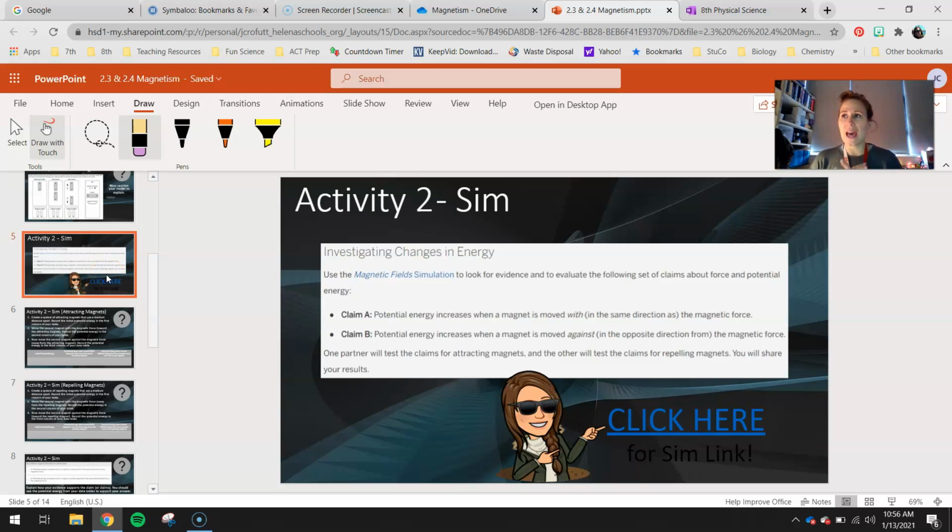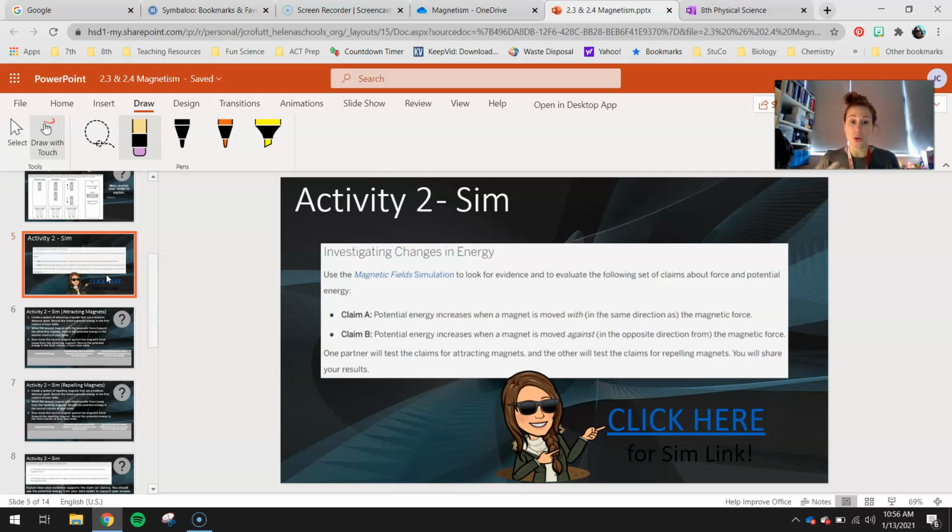But when we're looking at a system of magnets, so one or more magnets, you want to think, all right, if it's an attracting system, if we're moving it with the magnetic field or the magnetic force, we're doing what the magnets naturally want to do. So with two attracting magnets, they naturally want to come together. So by moving one magnet closer to another, we're moving it with the magnetic force. If we're doing what the magnets don't naturally want to do, then we're moving it against.